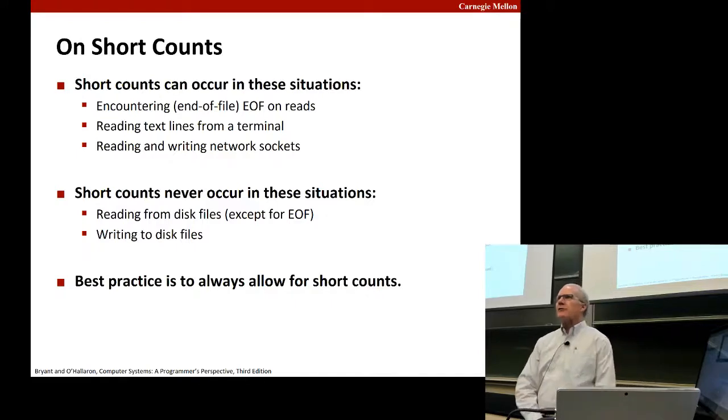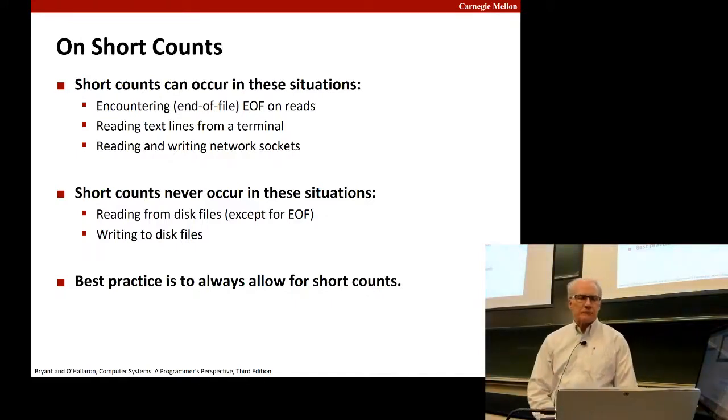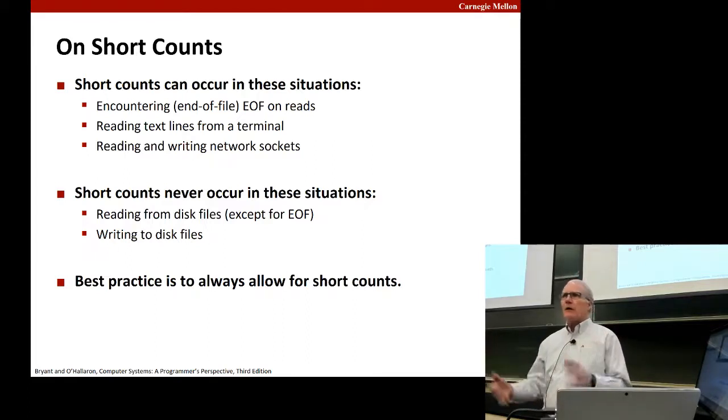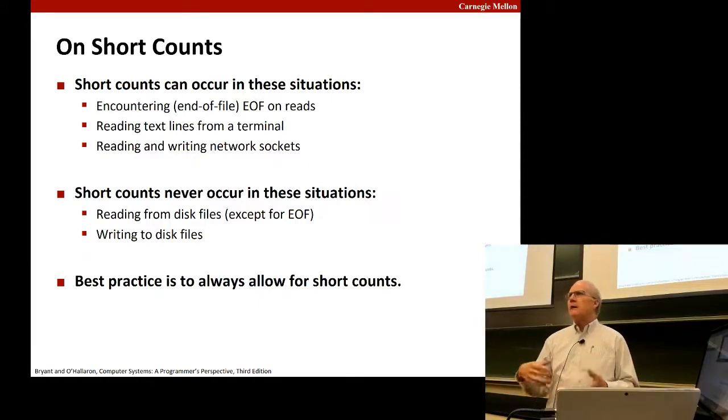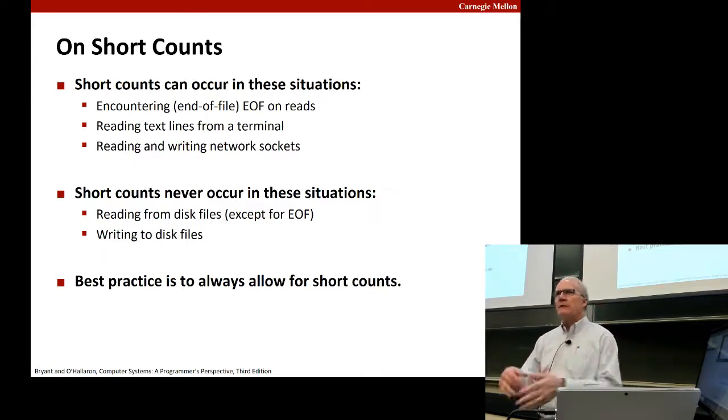So, as I told you, short counts can occur both on reading and writing. On a read, it can happen for the simple reason that you've run out of bytes to read. You've come to the end of the file. There were only 100 bytes left in the file when you started to read, and so it will just return that count. Similarly, if you're reading from the standard input and the person has stopped typing, it will only return the number. It won't wait for the user to type more just because you've asked for more. It will return immediately with however many characters are available.